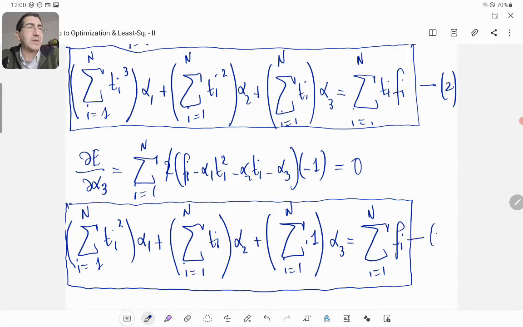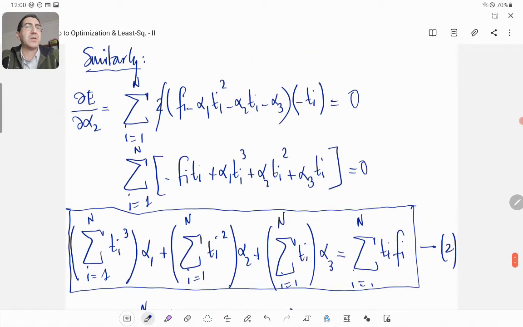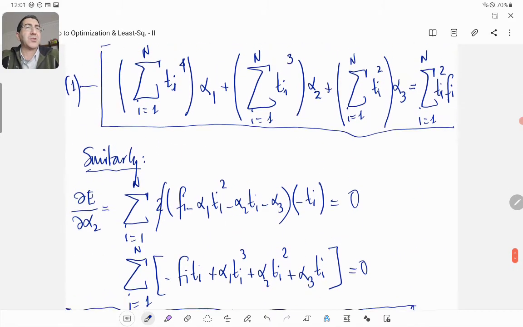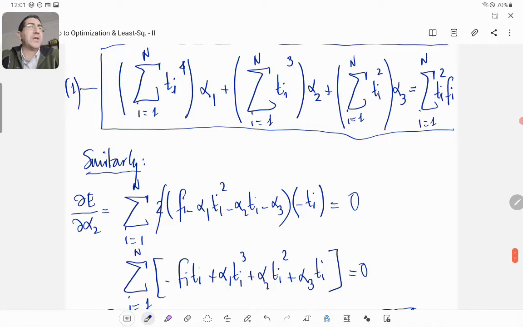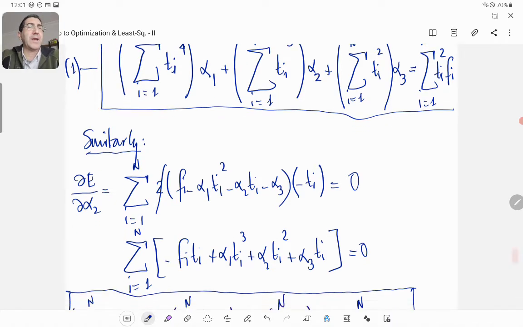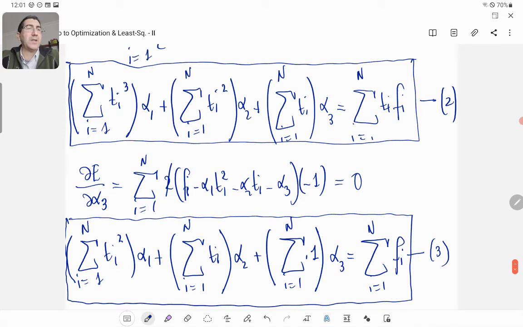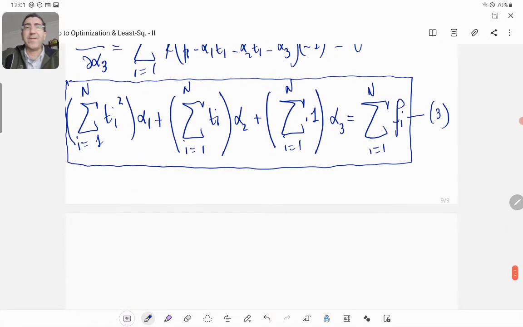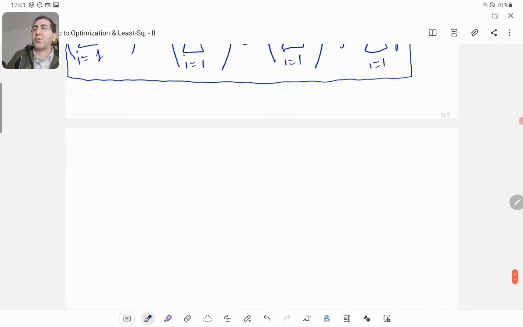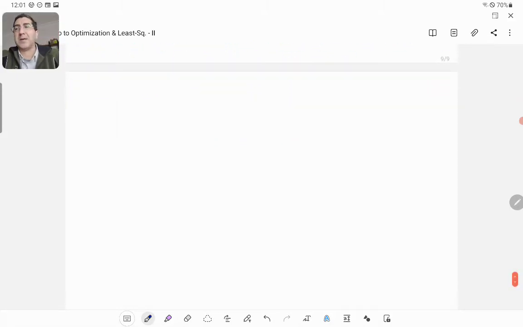Okay, you see that there is a structure here, in fact a very nice structure, right? ti to the power 4, 3, 2, ti squared fi, 3, 2, 1, ti to the power 1 fi, and 2, 1, 0, fi. Okay, so there are decreasing powers of ti. So if I put this in a matrix form, it's actually going to look like a very nice structure. So finally put into matrix form.